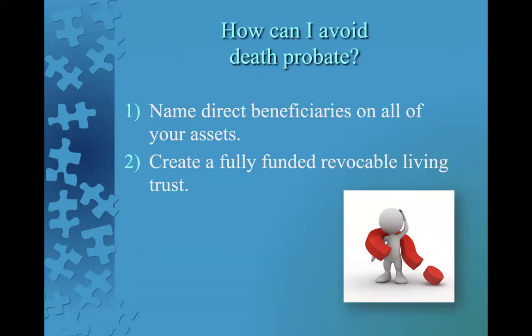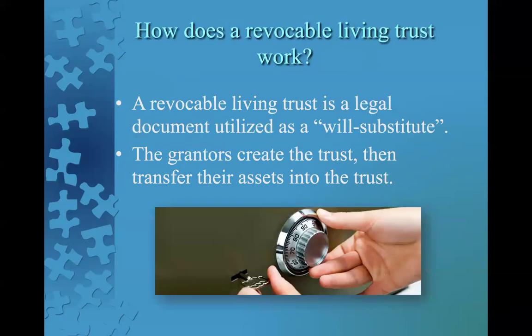So, how do we avoid death probate? Well, number one, you can name direct beneficiaries on all of your assets, and we talked about the pitfalls of that, particularly when we have special needs involved. Or another way to stay out of probate is to create a fully funded, revocable living trust.